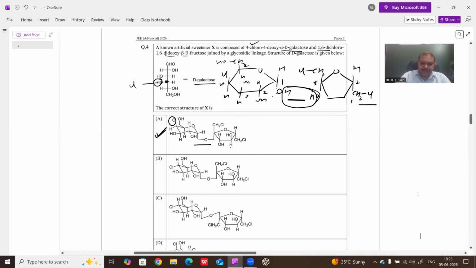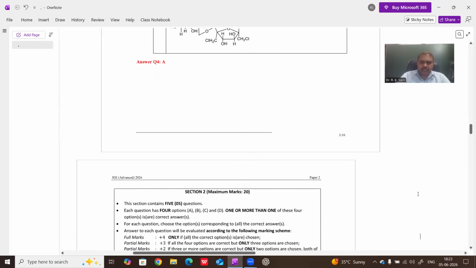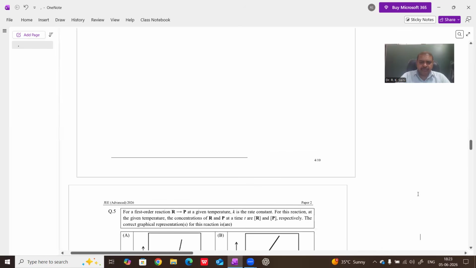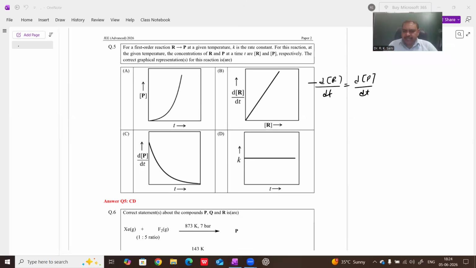This is question number 4. Question number 5. We consider a chemical reaction, and its rate with respect to reactant and with respect to product. The stoichiometric coefficient is 1. Therefore, the rate of formation and rate of disappearance are equal, and they are directly proportional to the concentration of reactant.